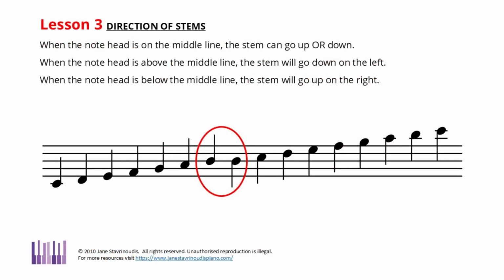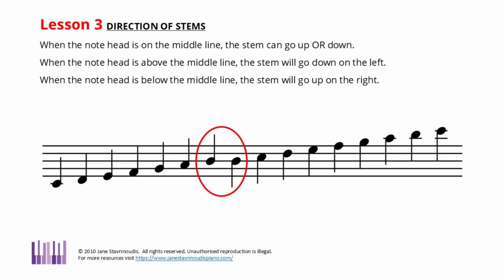Some quick revision since you'll be writing notes. Make sure that your stems are going in the right direction. If the note head, the round part, is on the middle line, then the stem can go up or down. If the note head is below the middle line, then the stem goes up on the right-hand side. If the note head is above the middle line, then the stem goes down on the left-hand side.